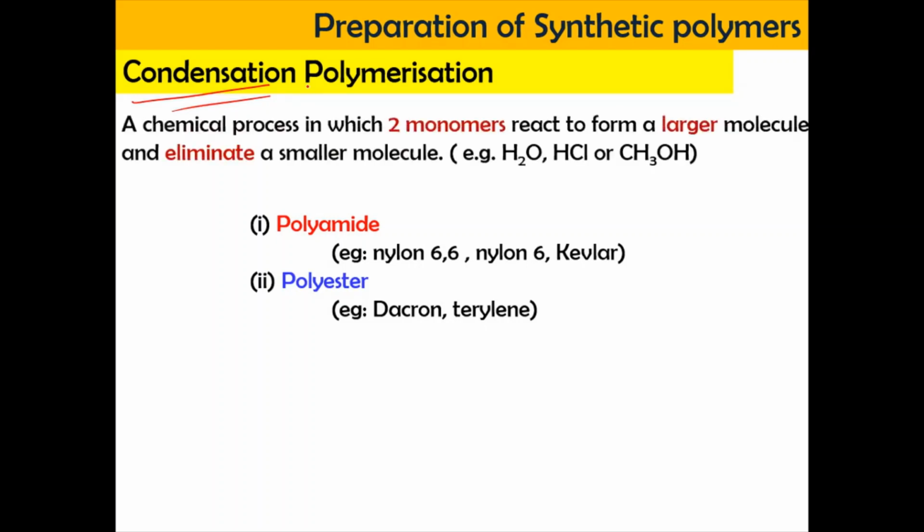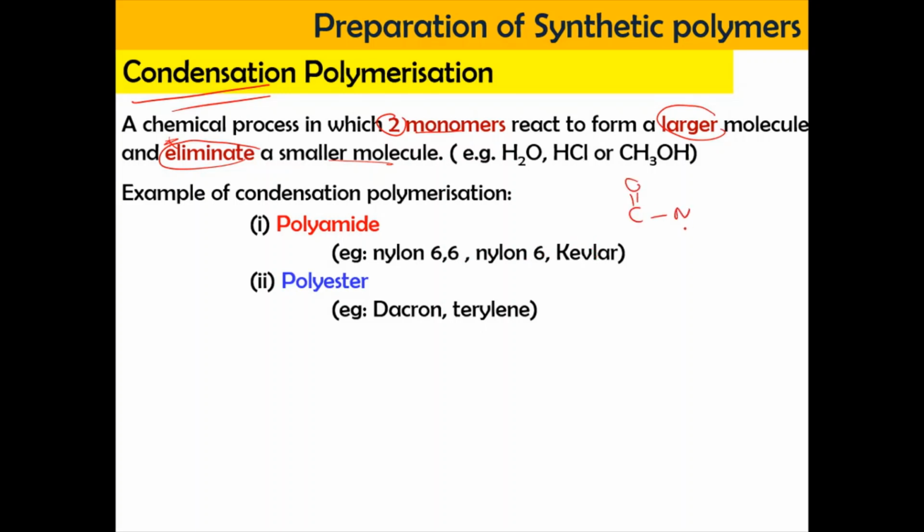So condensation polymerization is basically a process in which two monomers form together into a larger molecule and eliminate a smaller molecule. Okay, kalau addition tadi dia mesti ada carbon-carbon double bond. But for condensation, dia tak perlu ada carbon-carbon double bond, tetapi dia hanya eliminate a smaller molecule, which is water, HCl or methanol. So examples of condensation polymerization include the polyamides, which are nylon 66, nylon 6, as well as Kevlar. So it's going to have the amide bond.